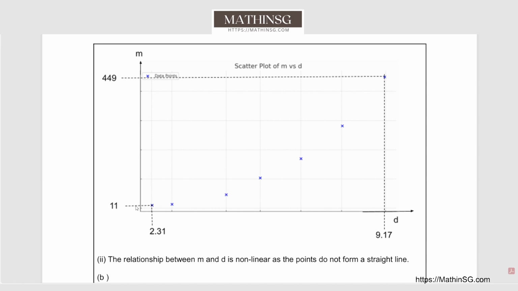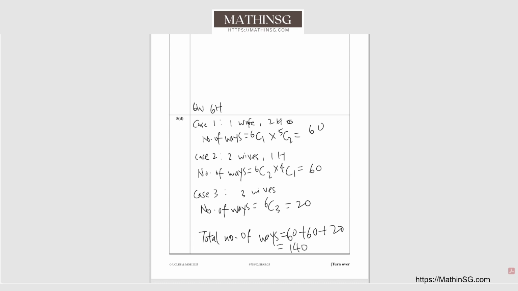Okay, then you need to put in the lowest value of M and the highest value of M, the lowest value of D and the highest value of D. Okay, label them. And then just plot out the points where they should roughly be. All right, so you should get a plot that looks something like this, okay, with your GC.